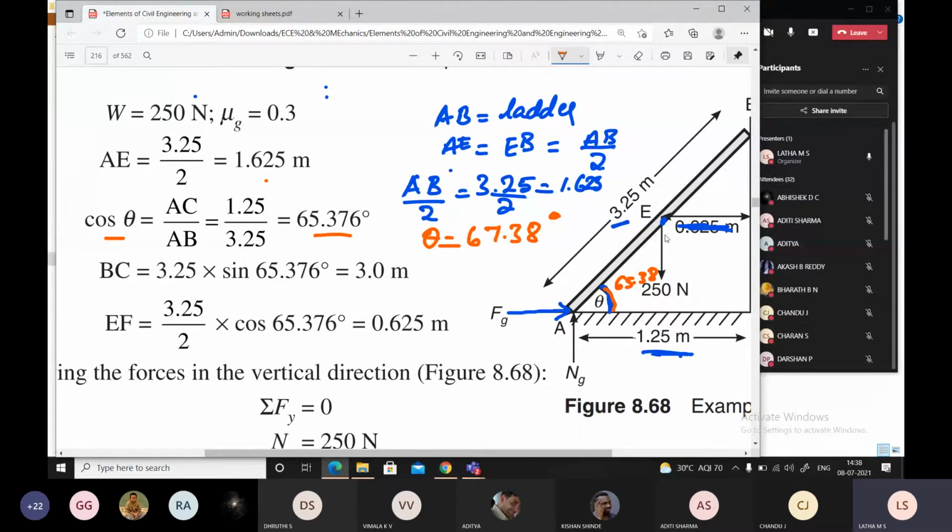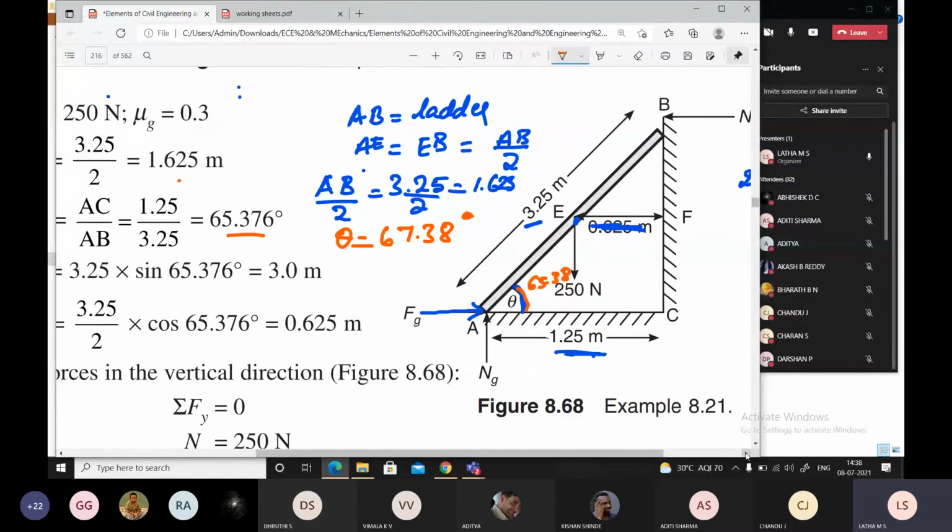Now, next, I have to calculate what is EF distance. Why do I have to calculate EF distance? I'll tell you: when we have to take the moment of 250 Newton, 250 into perpendicular distance. Okay. Now we'll calculate what is EF distance. Don't worry. Can you give me some idea how to calculate EF distance?